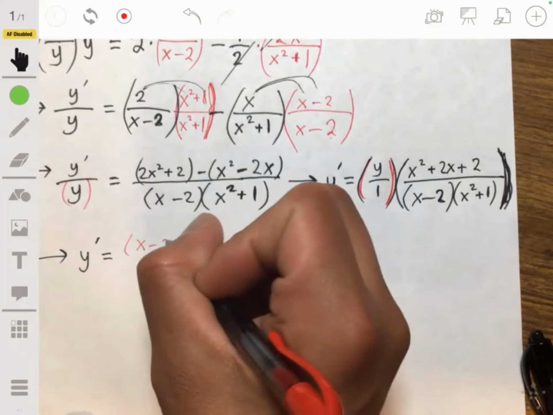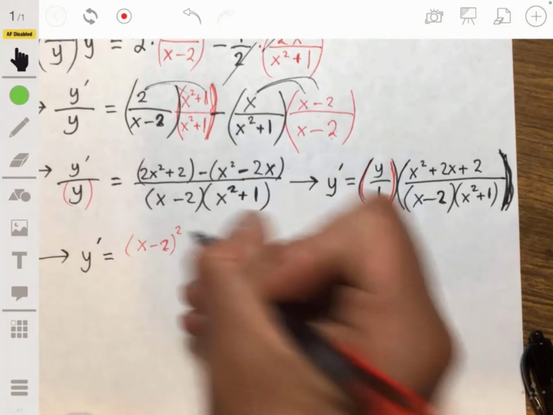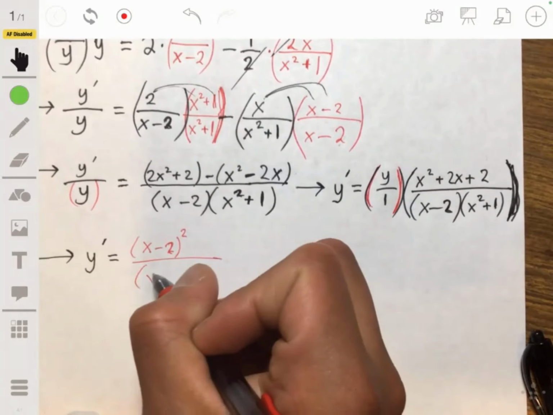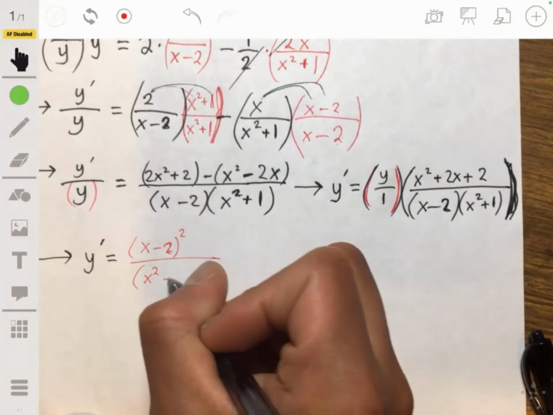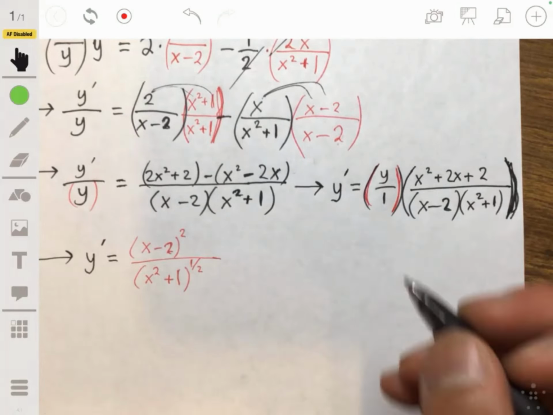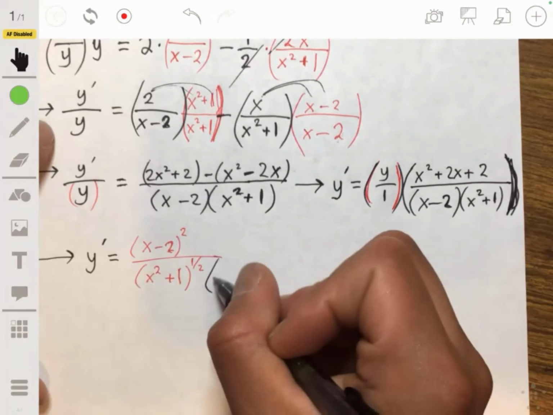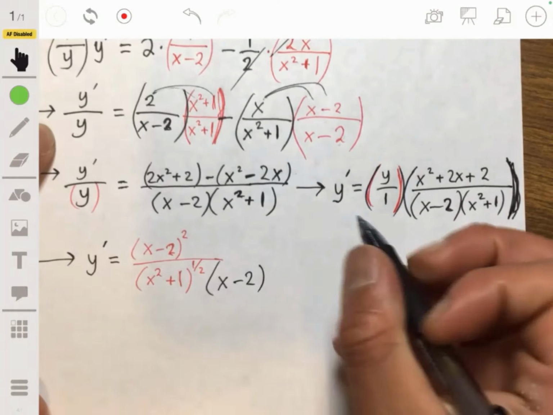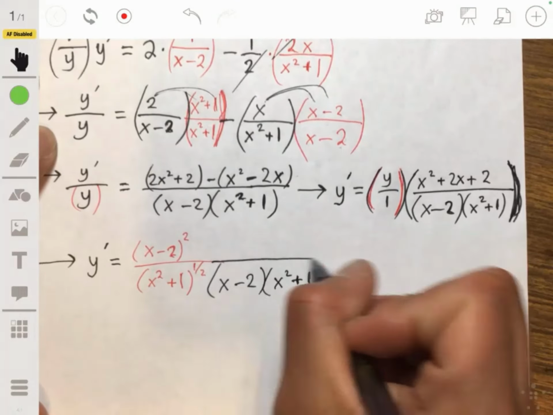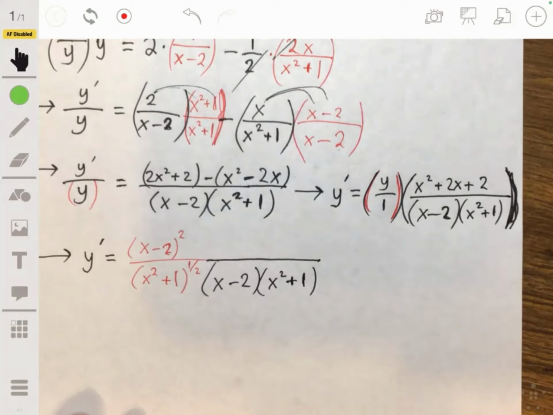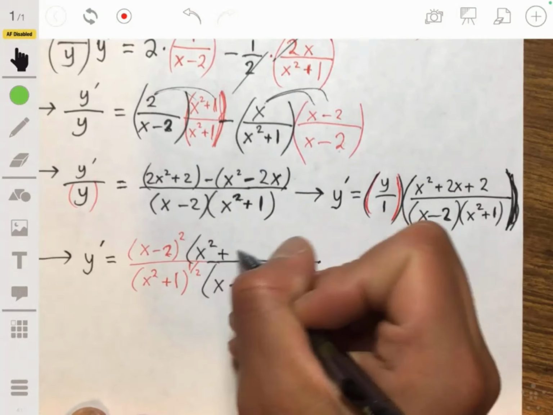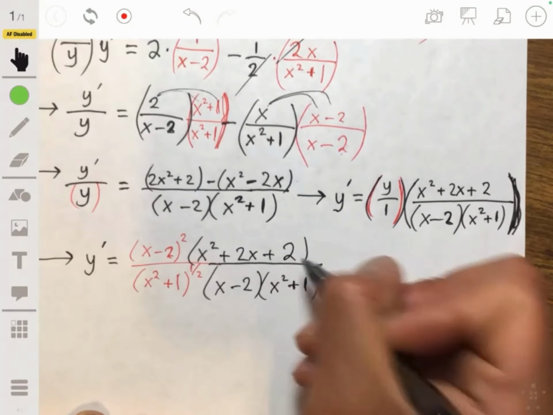x minus 2 squared over x squared plus 1 to the 1/2 power. All that multiplied by the bottom, which is x minus 2 times an x squared plus 1. The top will be just that x squared plus 2x plus 2.